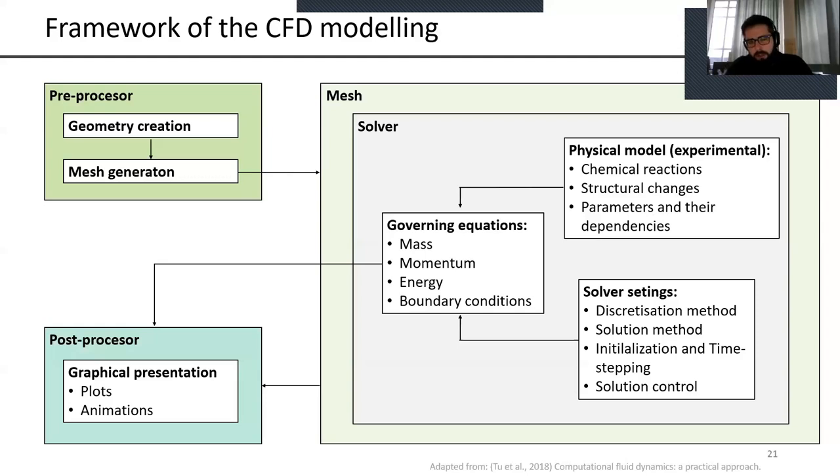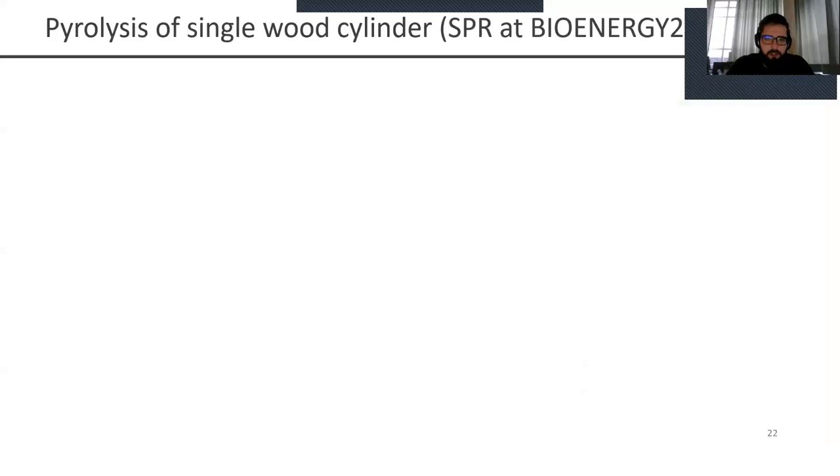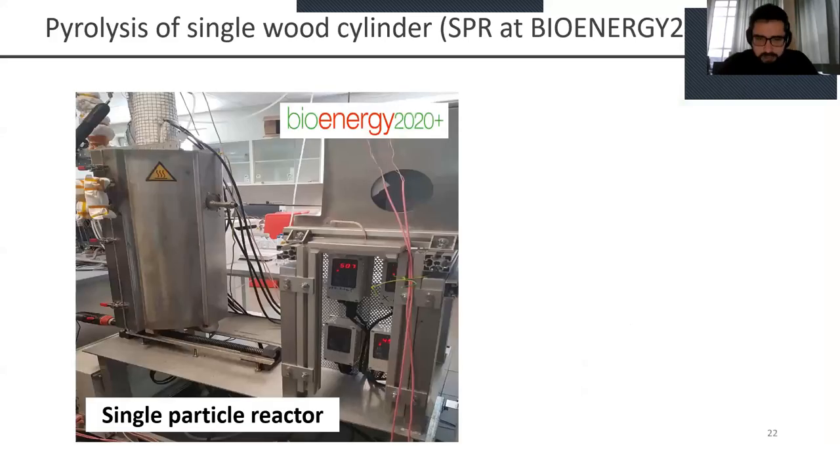We want to model the single particle conversion, but prior to modeling it, we should think about what it looks like and what the important stuff in there is. So the single particle pyrolysis takes place in a special kind of reactor, the single particle reactor, obviously. One of those is in Austria, at Bioenergy 2020.